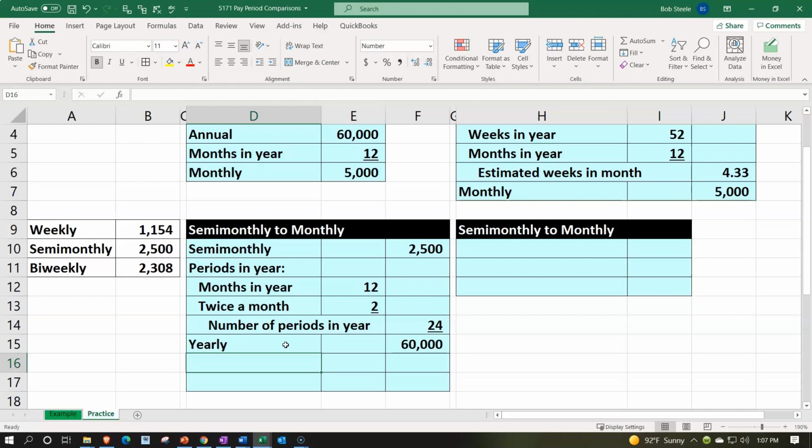That would be that 60,000. Again, I made them all 60,000 here. So, and then we're going to say the months. So then we can break it down. So that's our yearly amount, and we want monthly amount.